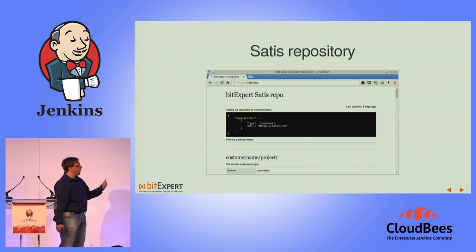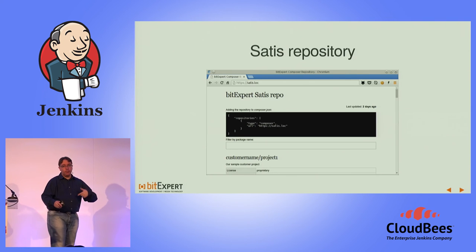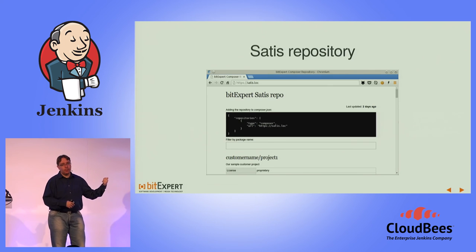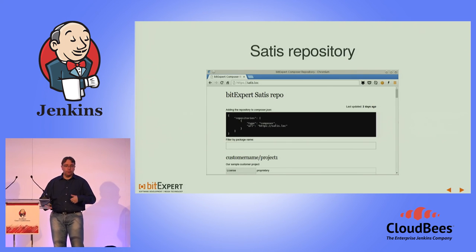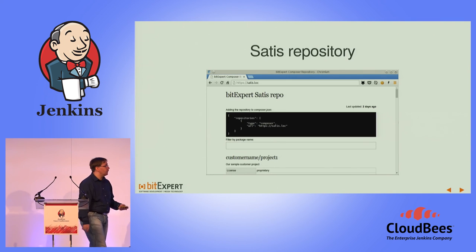I've shown this to a lot of people, and I know that a lot of people use cron jobs or so to re-index Satis every minute or every couple of minutes. I like this solution much better because it really just happens on demand. So you don't need to re-index a repository that did not change, right? That doesn't make any sense.